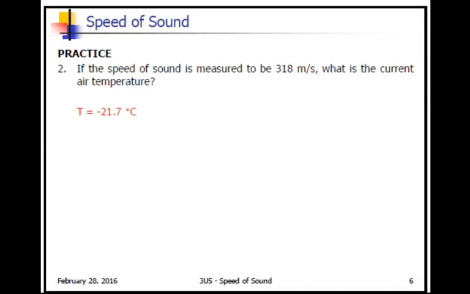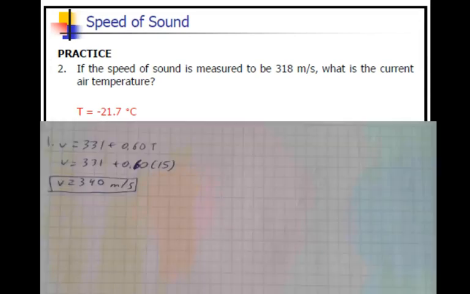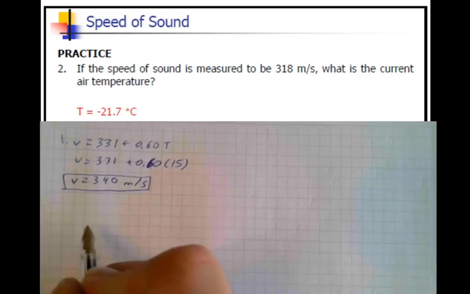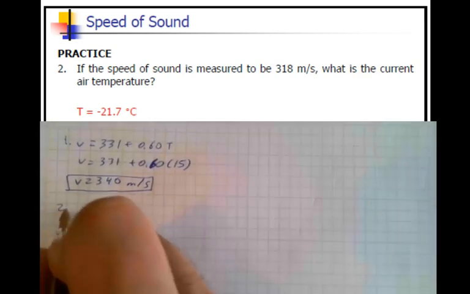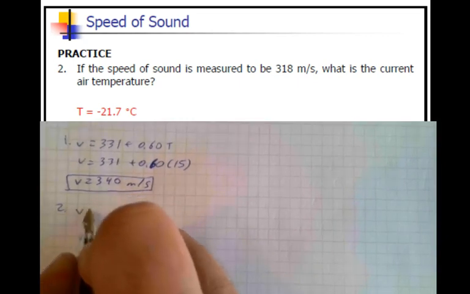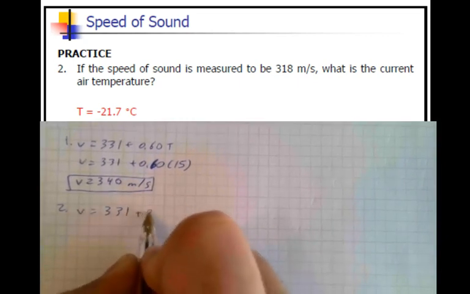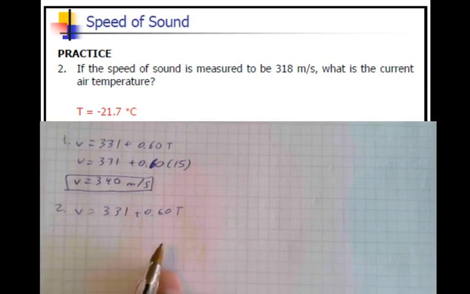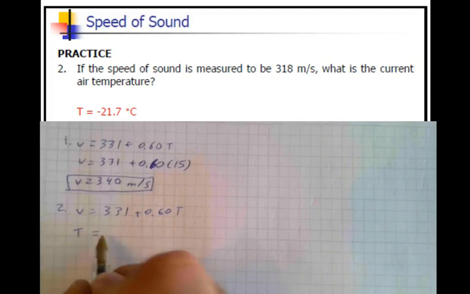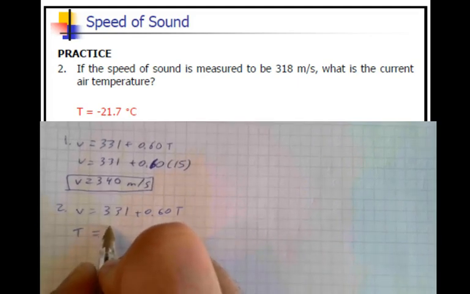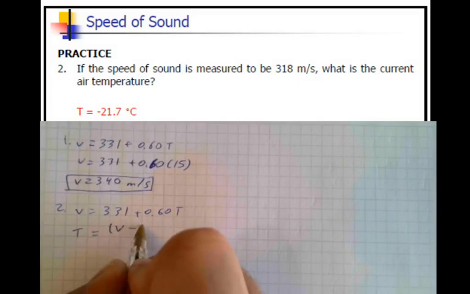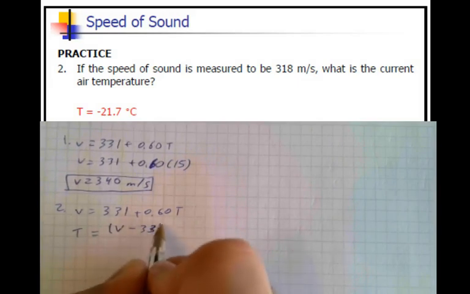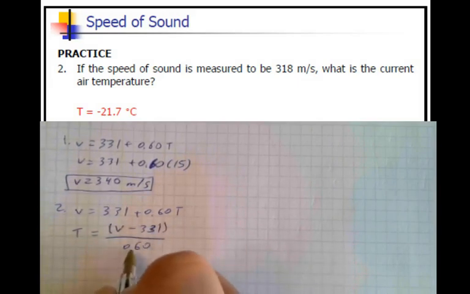This question says, if the speed of sound is measured to be 318 meters per second, what is the air temperature? So with this question, we start with this equation first, and we need to isolate for T. So that means we can move the 331 to the other side and divide by 0.60, so V minus 331, divided by 0.60.